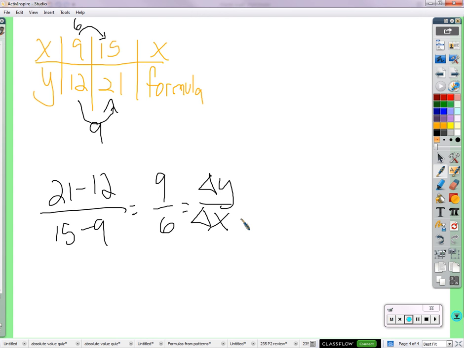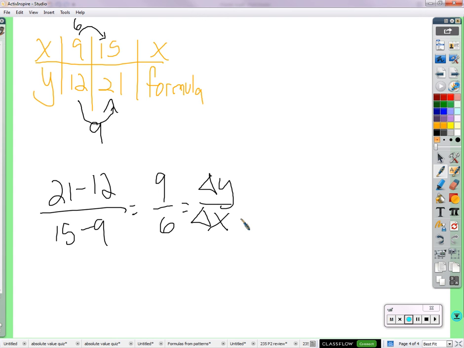So 9 is how much y is changing. Do you remember this symbol? Carter, the triangle. In Greek, that triangle is a letter. That letter is called, does anybody remember? Delta. Delta. Listen, you're getting a little lesson here.